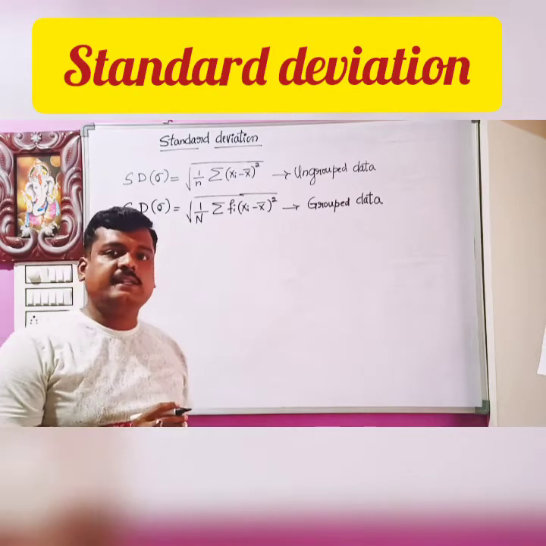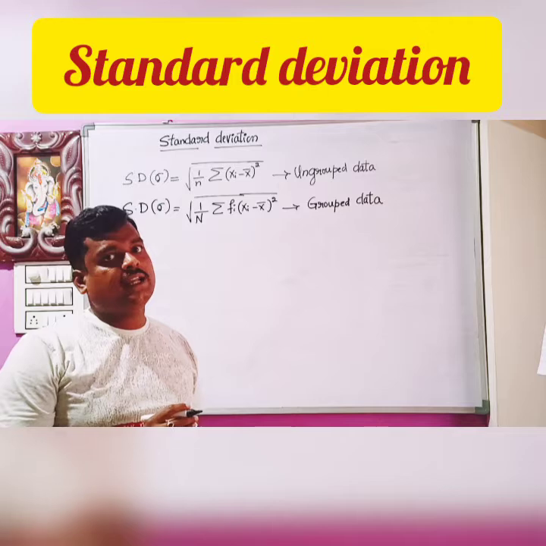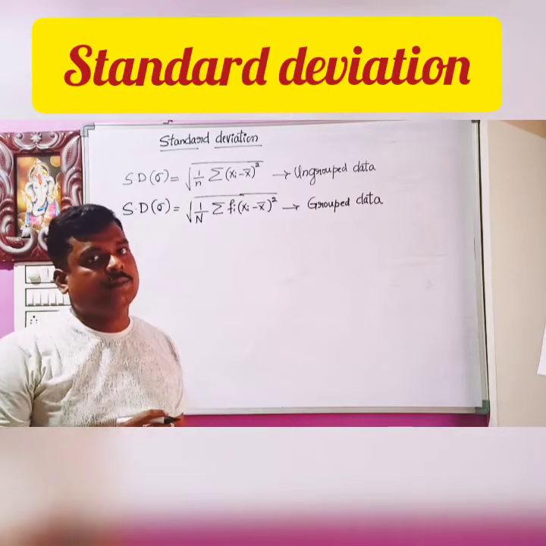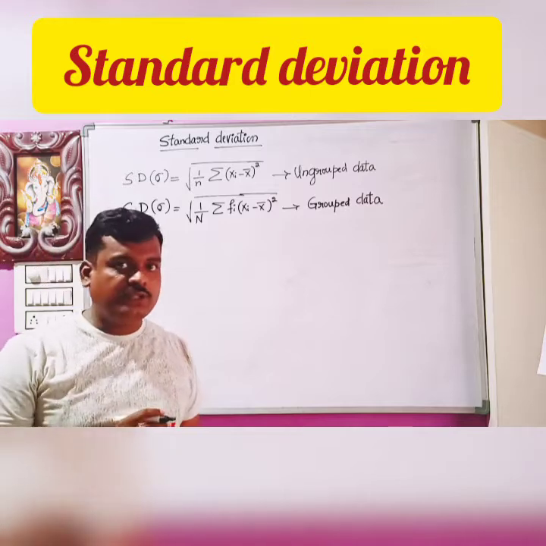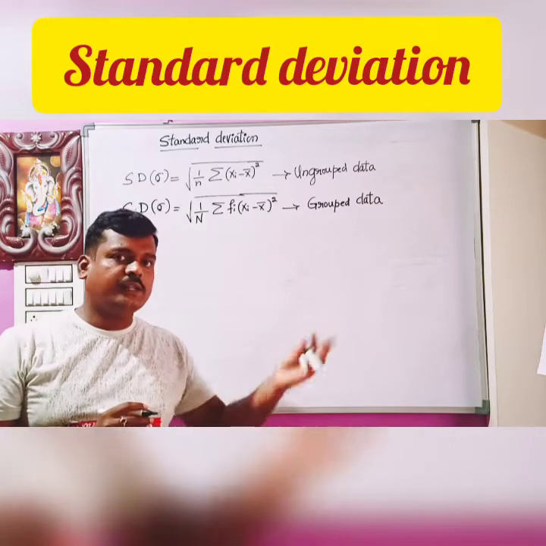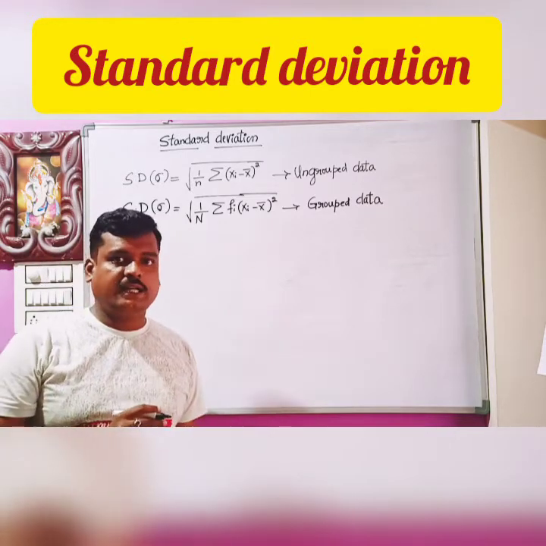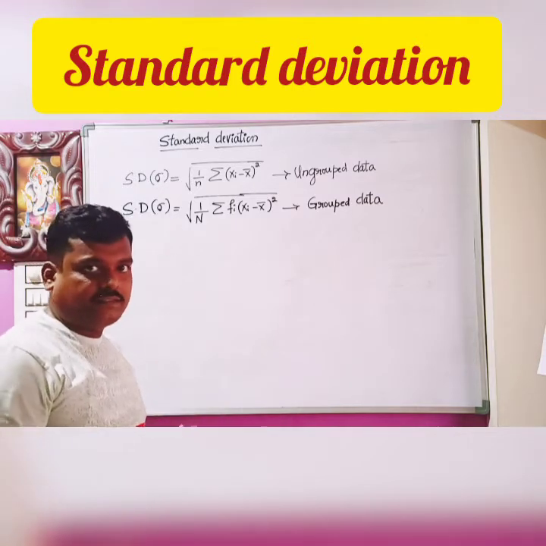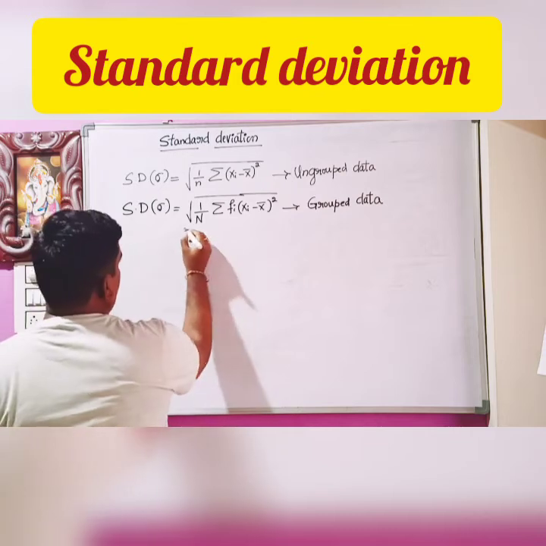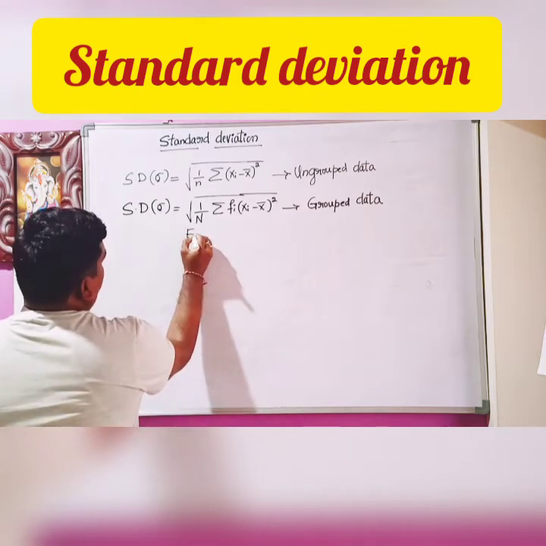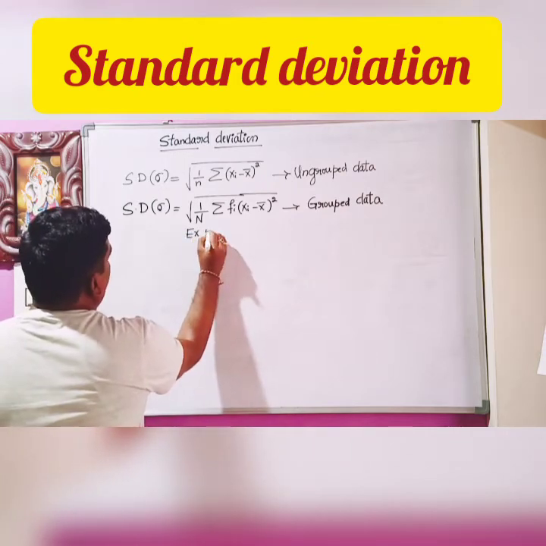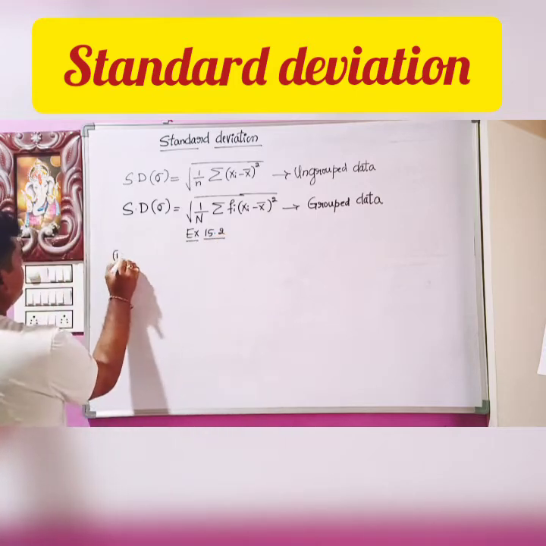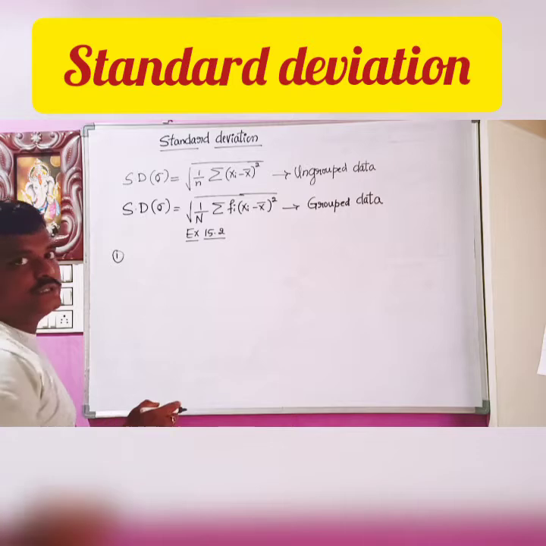In standard deviation we also get a shortcut method, that we will discuss later. In the question itself they will mention it. If it is not mentioned, we can go for that method or the direct method also. Now we will discuss the exercise examples, exercise 15.2. In this, the first example I just discussed. We will take a question.